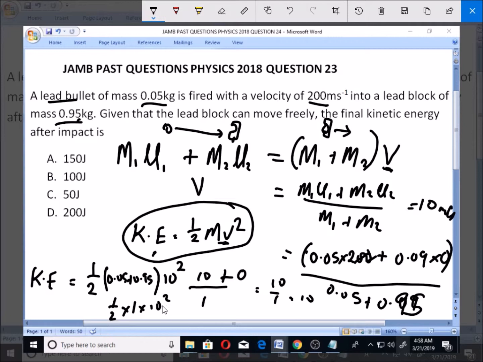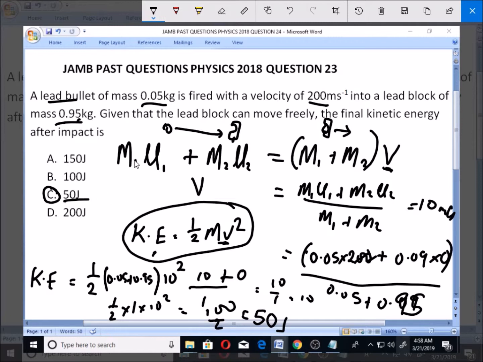100. So we simply have 100 all over 2, giving us the final answer as 50 joules. And C is the right option for this, which is 50 joules.